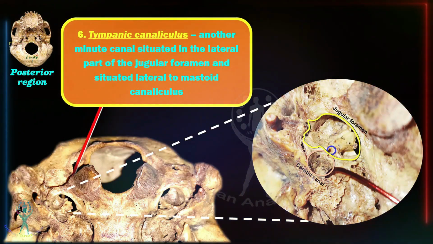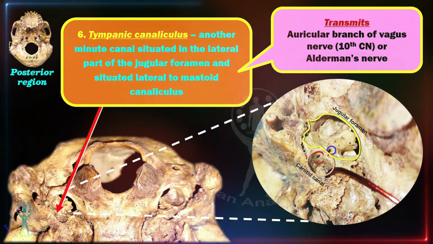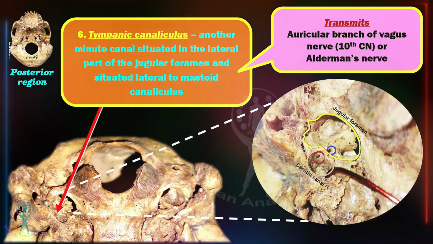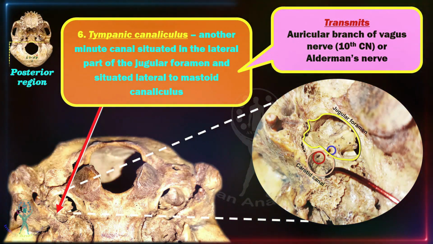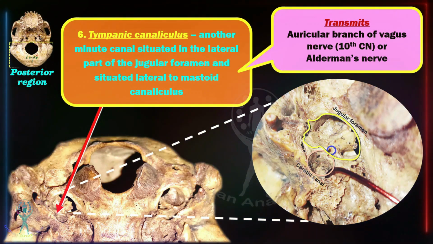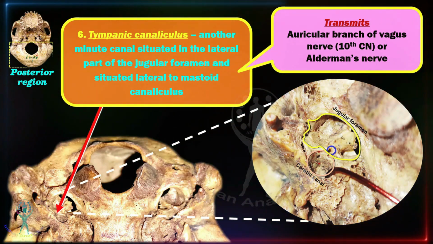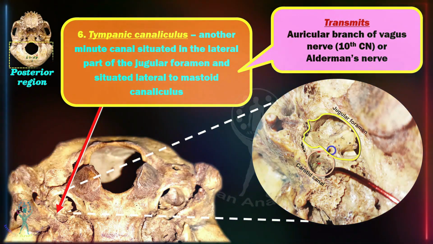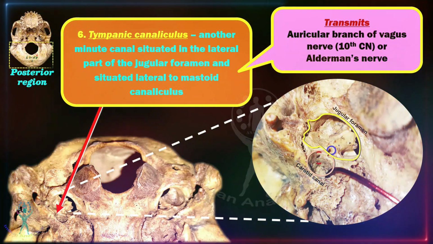Coming to the tympanic canaliculus. It is another minute canal situated in the lateral part of jugular foramen, and it is situated lateral to the mastoid canaliculus. The tympanic canaliculus is marked by the red color ring. The tympanic canaliculus transmits the auricular branch of the vagus nerve or the Alderman's nerve.